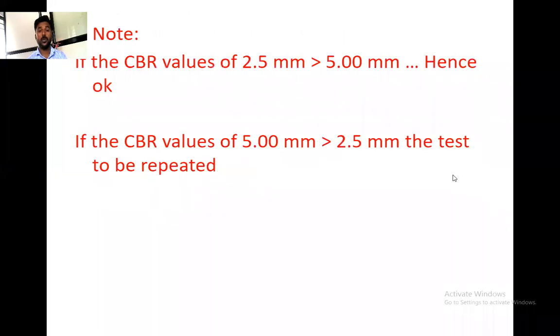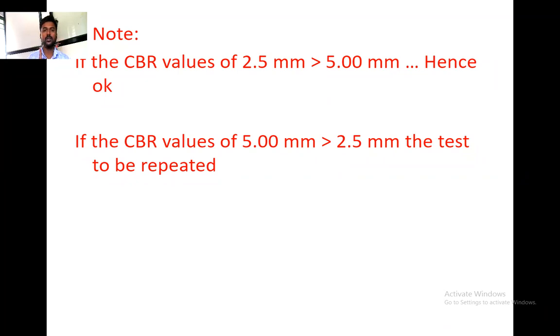And this is a very important note. After the various calculations, we need to calculate the CBR percentage value for 2.5 mm penetration and 5 mm penetration. These two we are taking as the standard penetration values. The CBR value for 2.5 mm penetration should be greater than for 5 mm penetration. Please remember this note and write it down. Everyone, please write down this note.